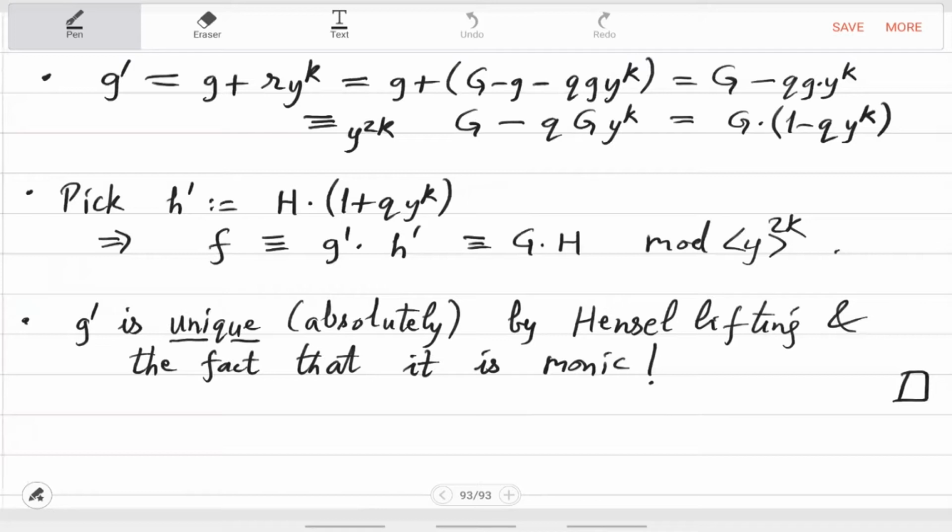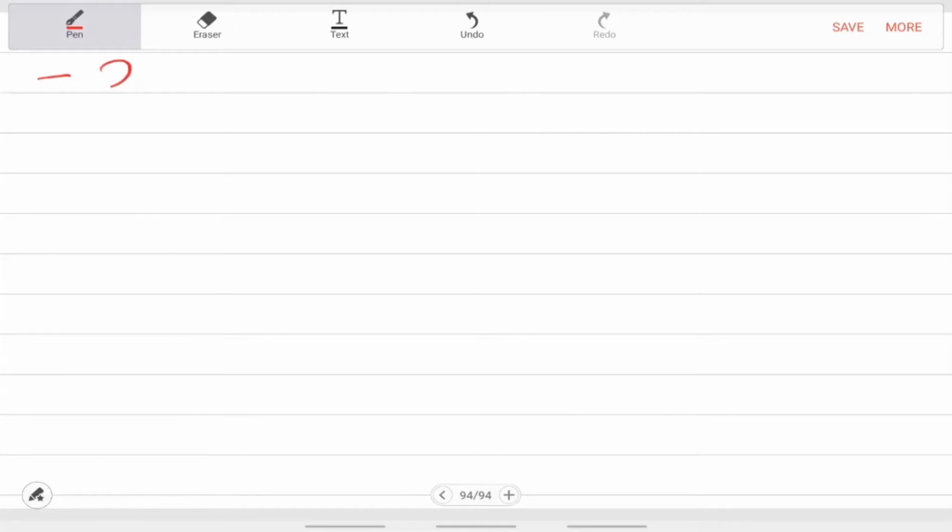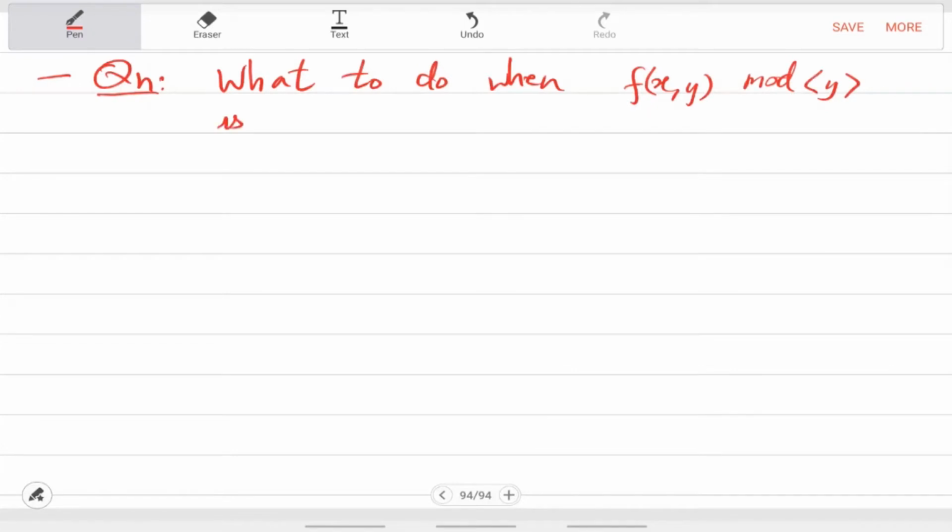Now mod y, that may not exist, right? You saw this example x square plus y. Mod y, it is x square, so there is actually no coprime factorization. So what will you do in those cases? What to do when f(x, y) mod y is squareful? In fact, a square is the worst case. So any ideas? What will you do when f(x, y) is x square mod y? Then you don't even have a starting point.